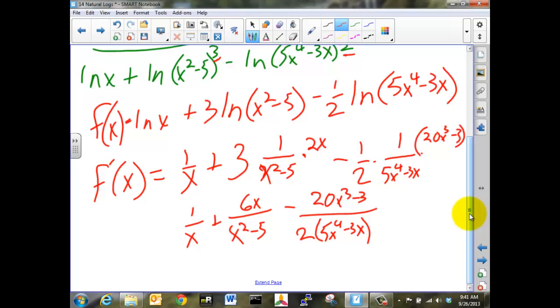This 2, yes. You could distribute and have 10x to the fourth minus 6x if you wanted to. Woo! See how much fun this can become?